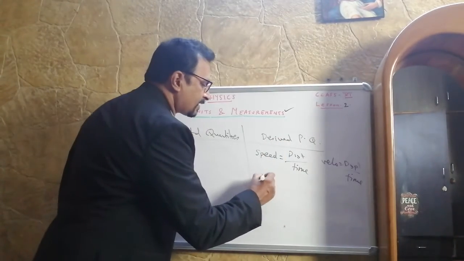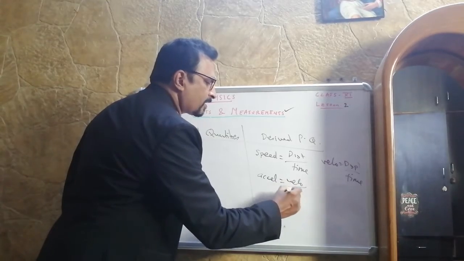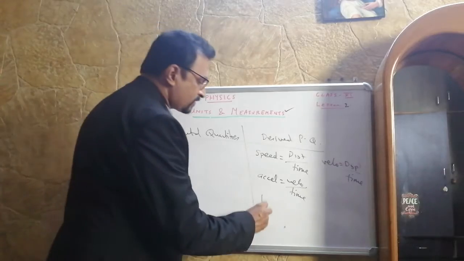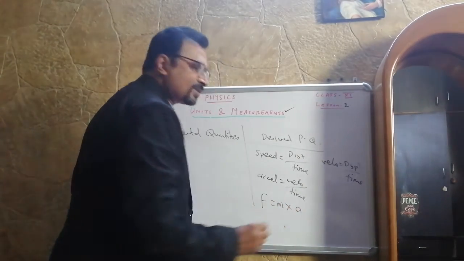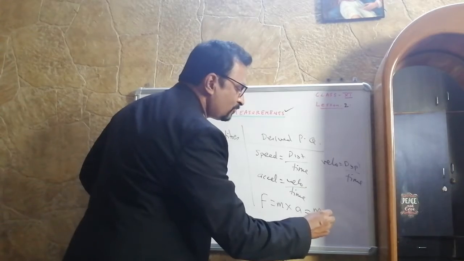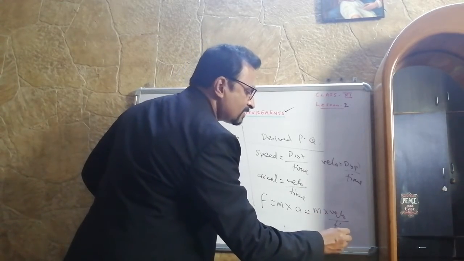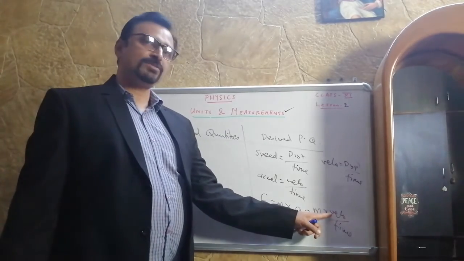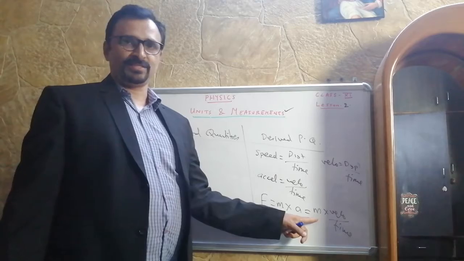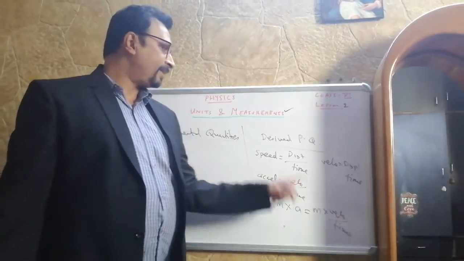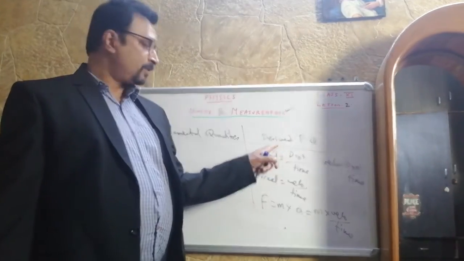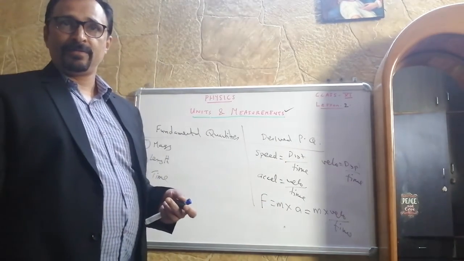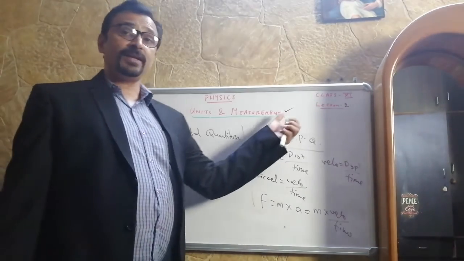Another one, can you tell? Acceleration: velocity upon time, the rate of change of velocity, is called acceleration. Another one is force, mass into acceleration. That means mass into change in velocity divided by time. See, how many fundamental quantities are coming here? Three are there, na? Velocity means in terms of distance and time, and then mass. So more than one physical quantity is involved, and that is why it is called a derived physical quantity. Most of the quantities you deal with in physics come under which group, fundamental or derived? Most of the physical quantities are derived physical quantities.